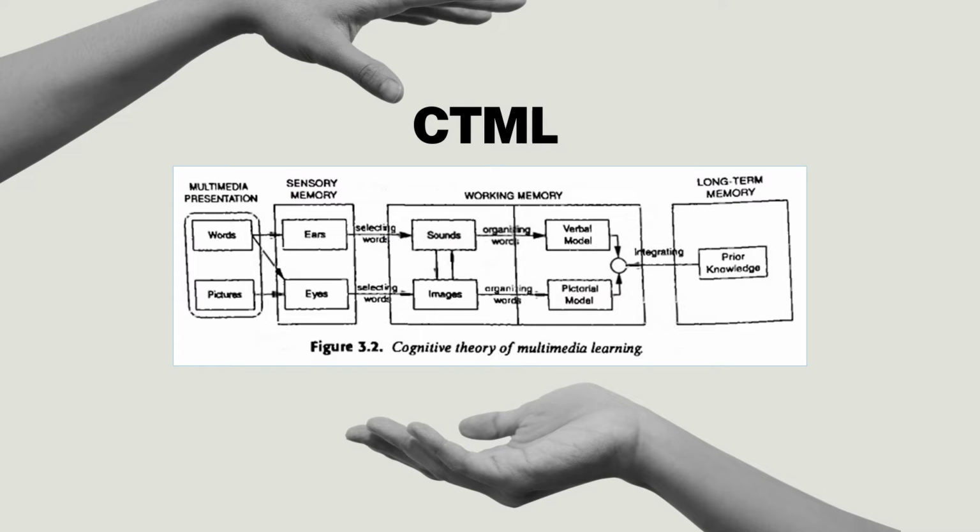So what is cognitive theory of multimedia learning about? It's an attempt to describe how people learn from words and pictures, and it tells us that multimedia instructions should be designed to guide appropriate cognitive processes during learning without overloading the learner's cognitive system.